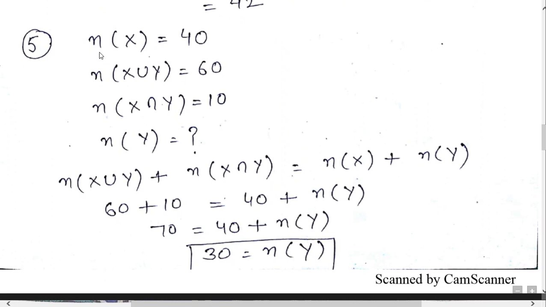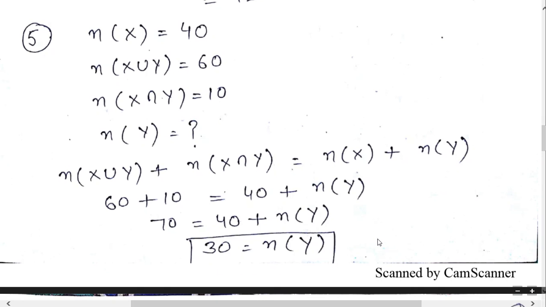In question number 5, n(X) is given to you, that is 40. n(X union Y) is given and the intersection is given. You have to calculate the number of elements of the second set. Simply insert the given values in the formula: n(X union Y) plus n(X intersection Y) equals n(X) plus n(Y). 60 plus 10 is equal to 40 plus n(Y). 70 is equal to 40 plus n(Y). It means n(Y) is 30.